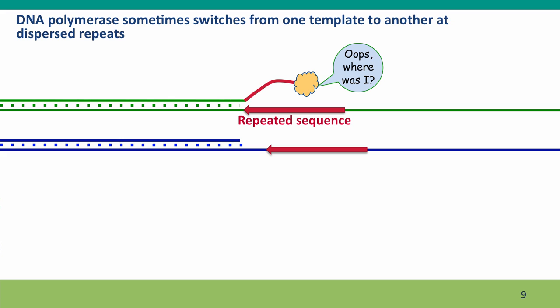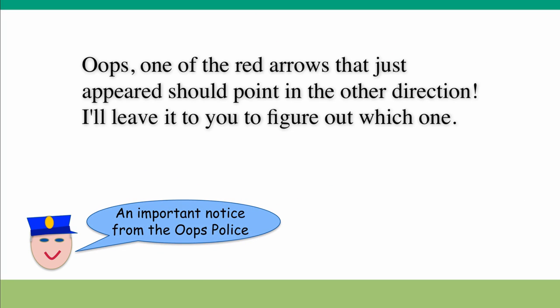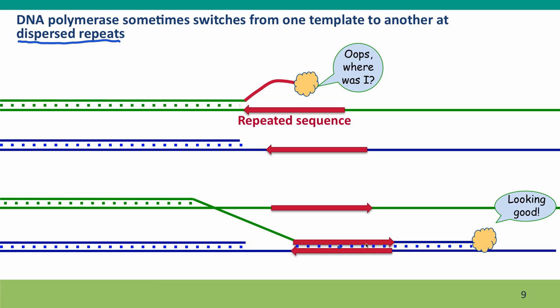The second kind of mistake that DNA polymerase makes occurs not at tandem repeats, but at dispersed repeats. And here we have a diagram showing 2 copies of a repeated sequence. They're at different places, perhaps on the same chromosome, perhaps on different chromosomes. And DNA polymerase, in the course of replicating one, has become detached from its template. Again, DNA polymerase can then settle down on the wrong template strand. Now it's creating a hybrid template, a hybrid chromosome that has sequences from one chromosome and then sequences from another chromosome.